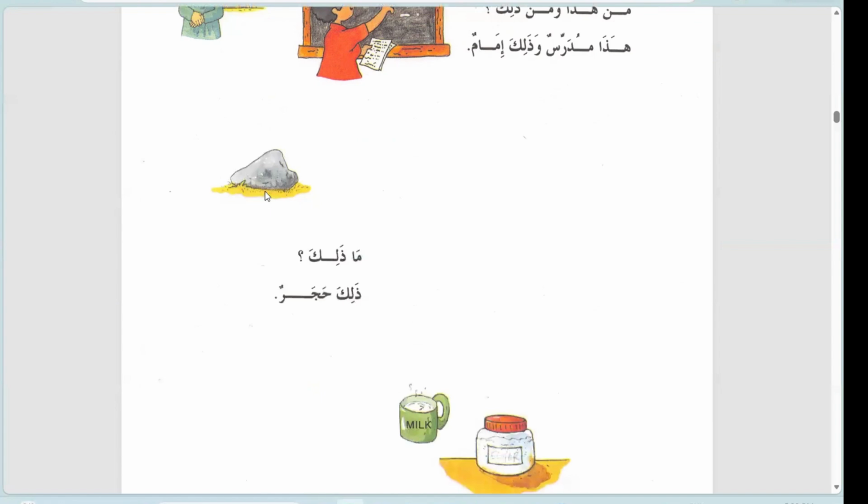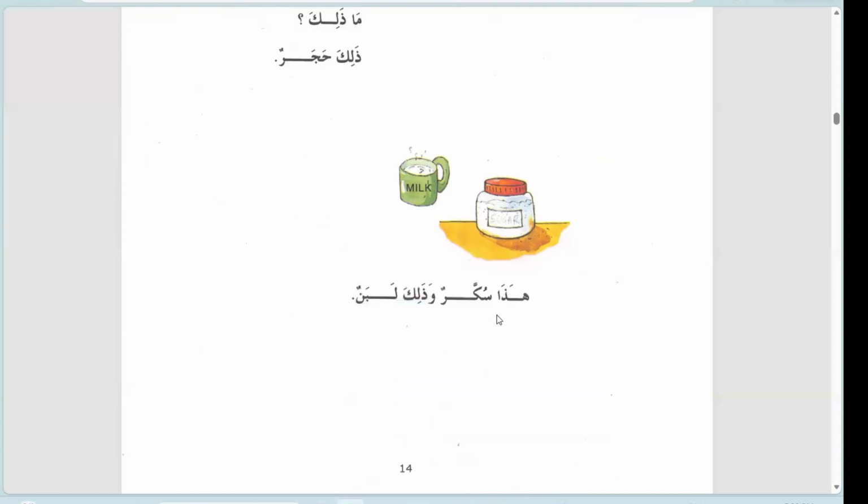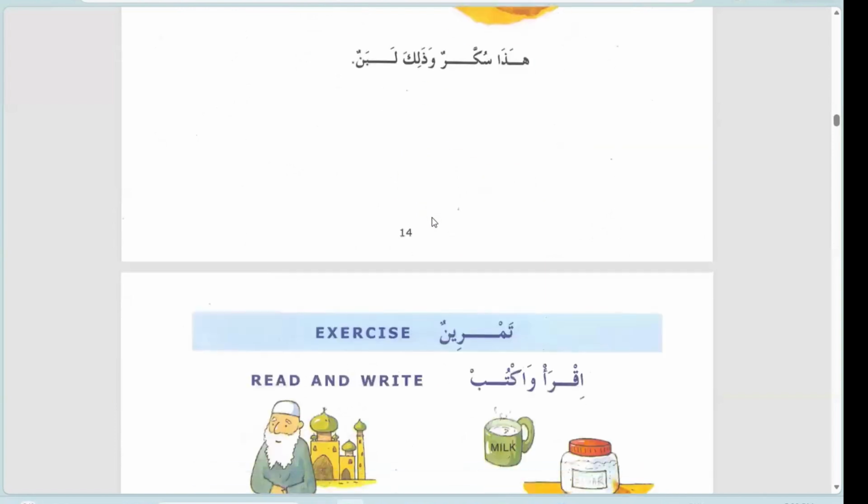ما ذلك? What is that? ذلك حجر. That is a stone. هذا سكر وذلك لبن. This is sugar and that is milk. هذا is for things, objects that are nearby, and ذلك is for objects that are far away.